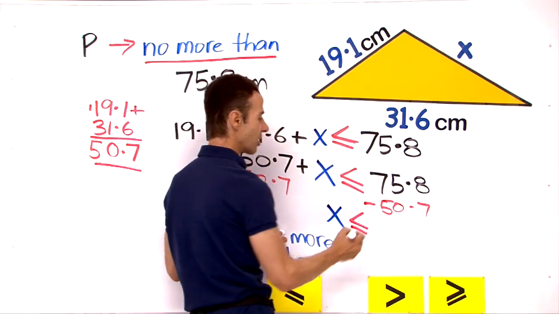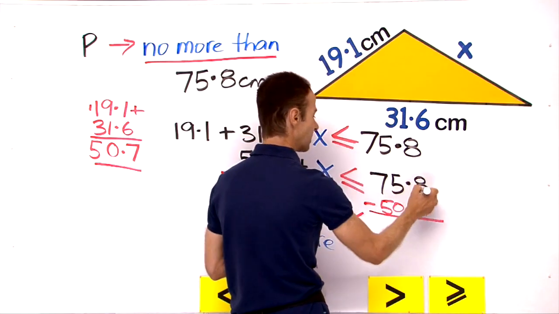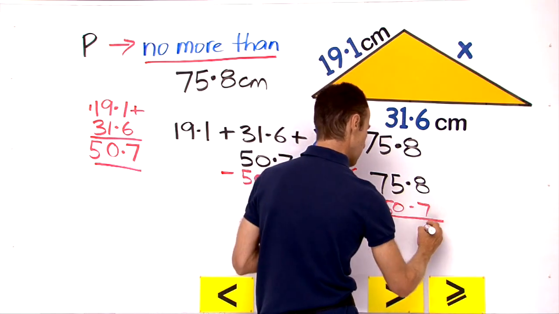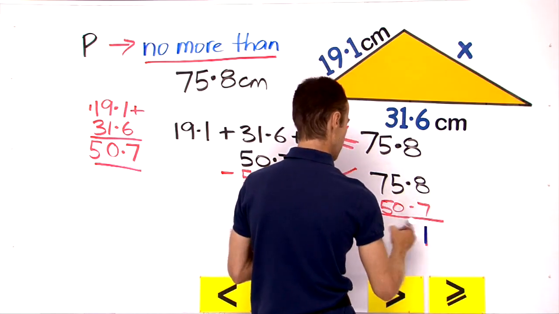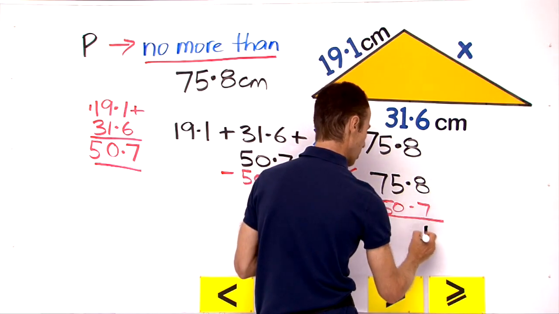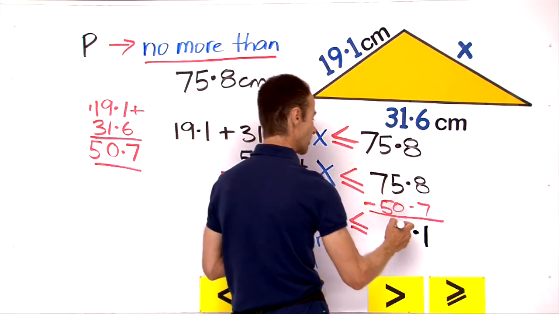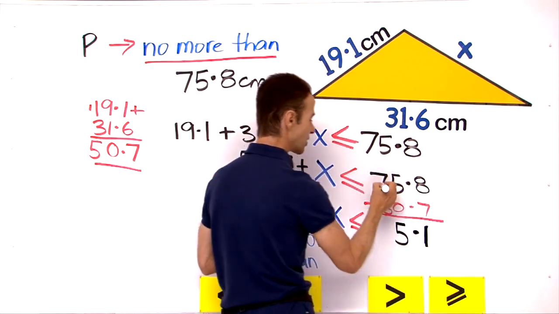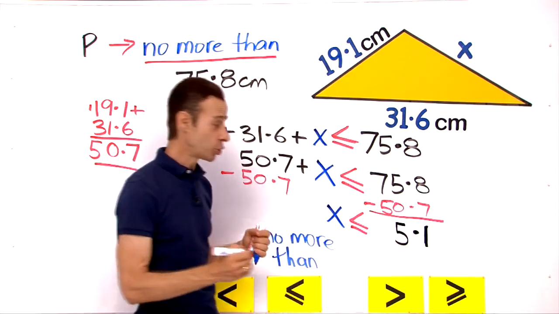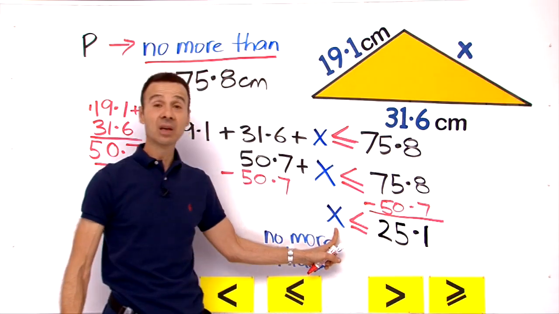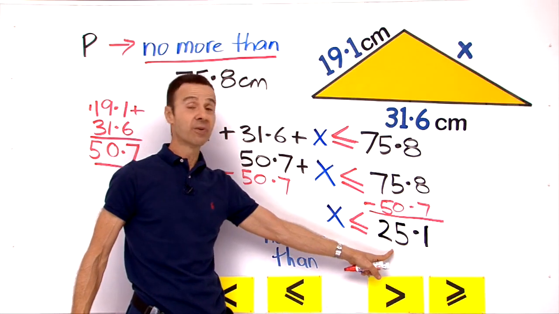Now let's take away these guys. So 8 take away 7 is 1. 1, decimal point. 5 take away 0 is just 5. And 7 take away 5, that's 2. So X is no more than 25.1.